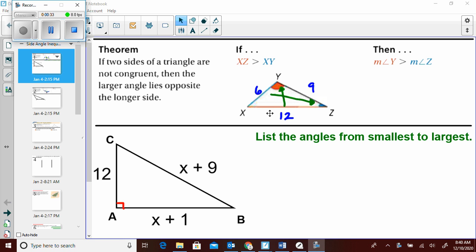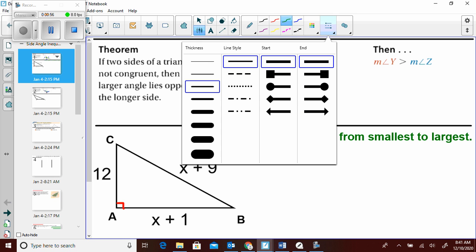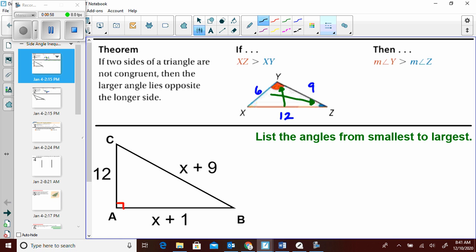Since 12 is bigger than 6, y is bigger than z. And then x would also be bigger than z because 9 is bigger than 6. Here it says to list all the angles from smallest to largest. You would think, well, that's pretty easy. All I have to do is look at the side lengths. Well, in this case, I do not have the side lengths. How can I solve for x here? Let's think back to what we know.